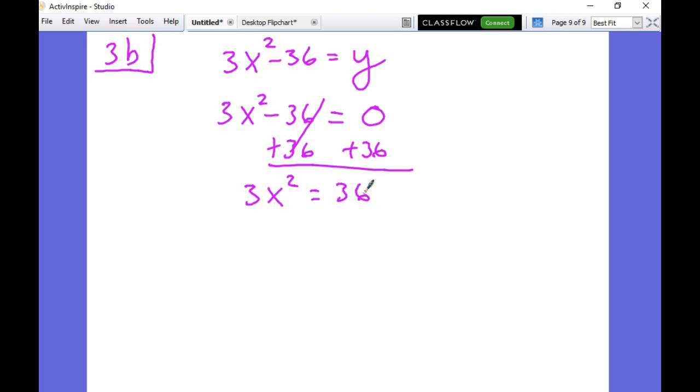All right, now what? Not yet. Divide first. What's 36 divided by 3? 12. Now what? Square root both sides. And don't forget your plus or minus.